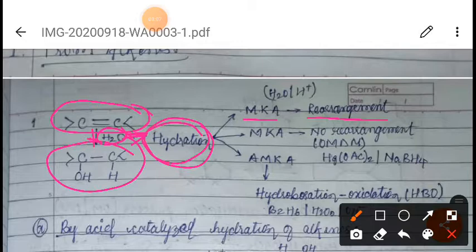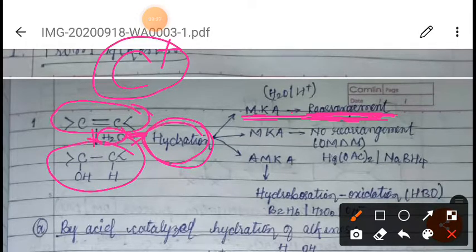The first process is Markovnikov's rule with rearrangement. As we know, when there is a rearrangement, there is formation of a carbocation. For the rearrangement to happen, a carbocation should form, and if a carbocation forms, then definitely there will be a rearrangement. So in this case, with Markovnikov's rule, rearrangement is taking place.